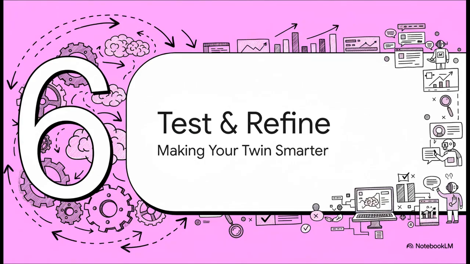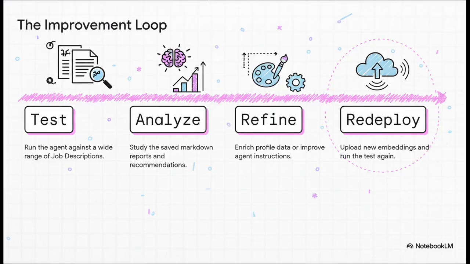But that first run is never the end of the story. The real engineering work actually begins in phase 6. This is all about the iterative cycle. You test, you refine, and you repeat to make your digital twin smarter and more reliable over time. This loop is where you go from good to great.